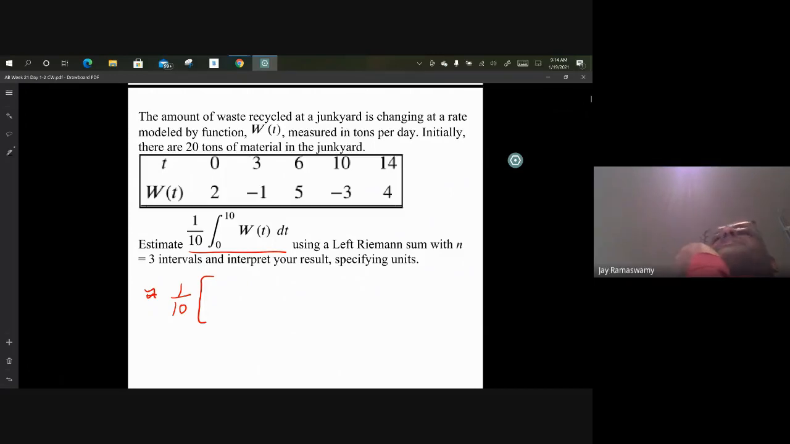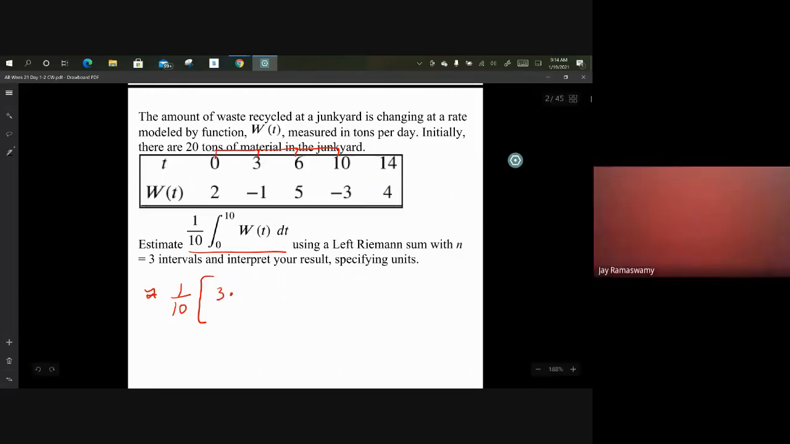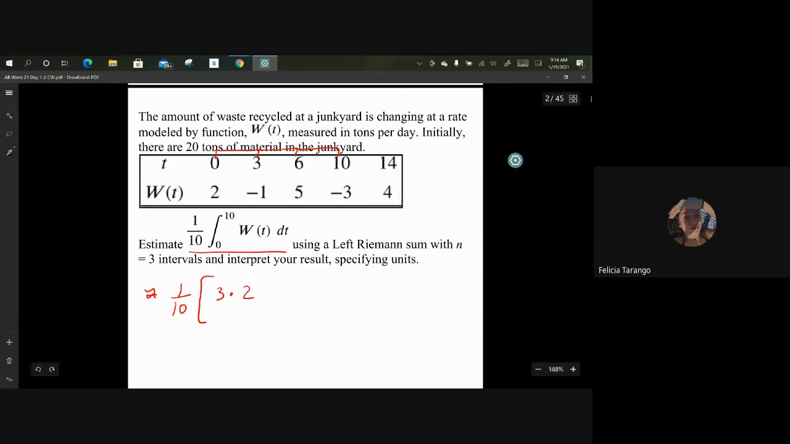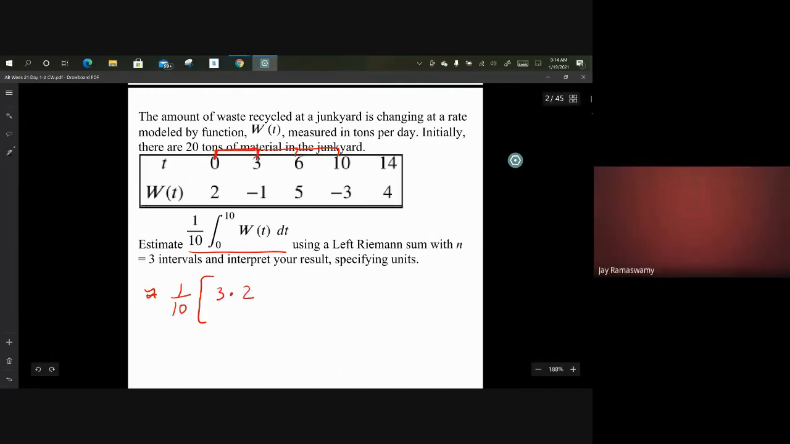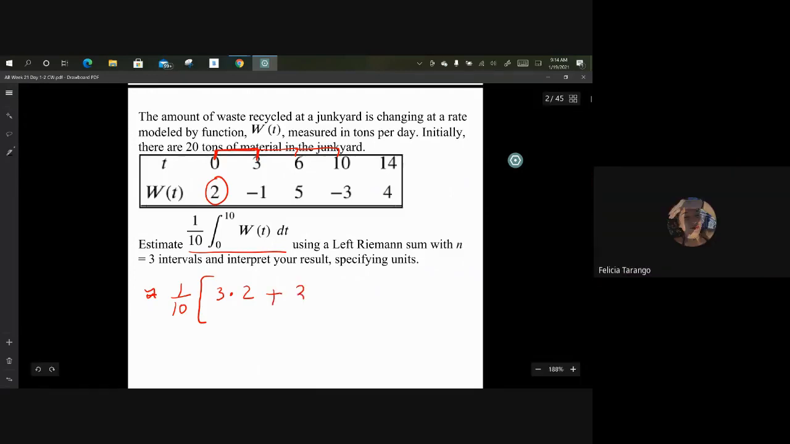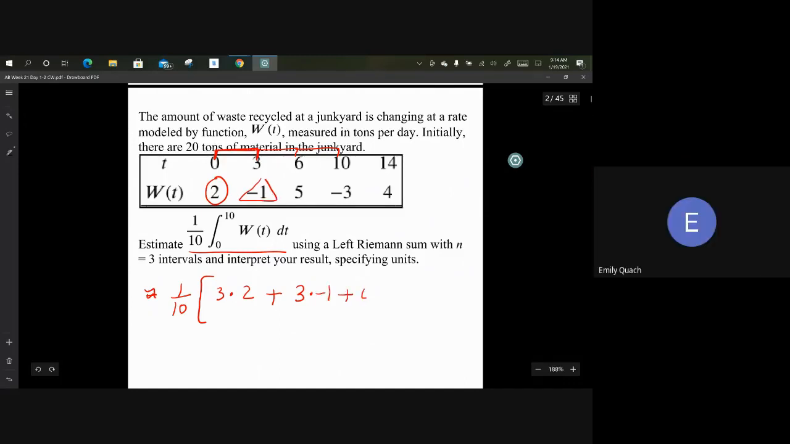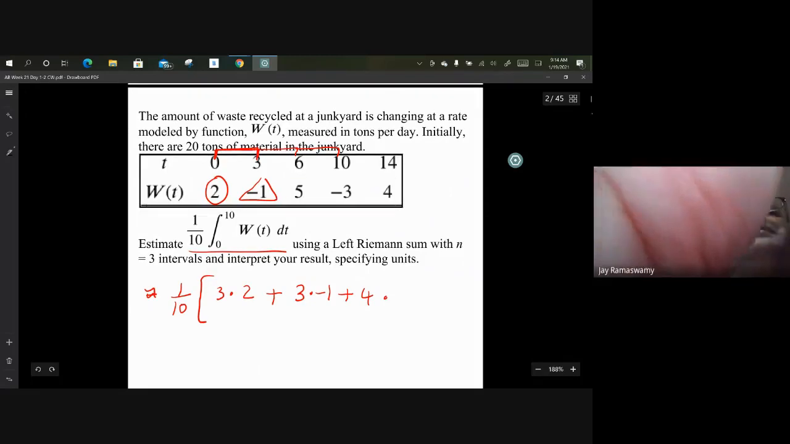Guys, what I'm doing in class is pretty much what I need on your test and homework, okay? Left Riemann sum, so it's 0 to 10. Let me sketch the 3 rectangles. First base, 3. Hint, left. What's your first left height? 2. Plus, second base, 3, second height, negative 1, the left guy. Finally, third base, 4, and then left height, 5.